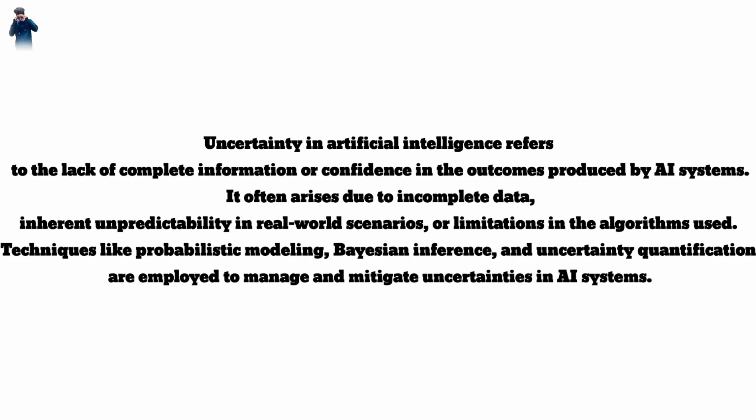Uncertainty in artificial intelligence refers to the lack of complete information or confidence in the outcomes produced by AI systems. It often arises due to incomplete data, inherent unpredictability in real-world scenarios, or limitations in the algorithms used. Techniques like probabilistic modeling, Bayesian inference, and uncertainty quantification are employed to manage and mitigate uncertainties in AI systems.